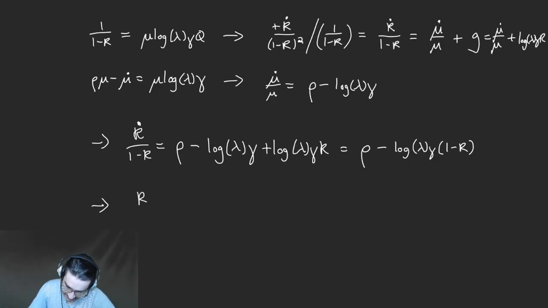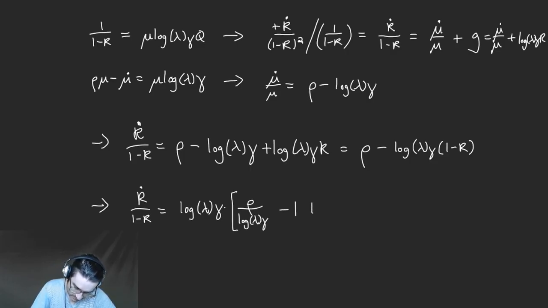I guess probably the best way to do it is keep this over here for now, and factor out log of lambda times gamma. Then we'll get rho over log lambda times gamma, minus 1 plus r. That's just in that first equation. And then we can move over this too.